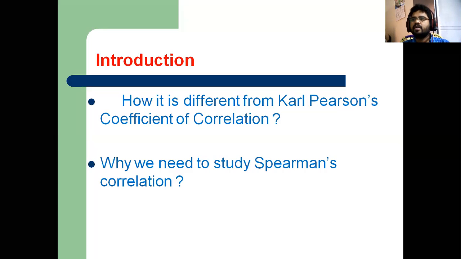When the data is quantitative in nature, we can use the Karl Pearson coefficient of correlation. That is the main reason we need to study the Spearman correlation. You can understand easily why we use Karl Pearson's coefficient of correlation only when the data is quantitative. When the data is qualitative in nature, such as beauty or honesty, we can use the Spearman rank correlation. There are some variables which we cannot quantify directly, and in that case we use Spearman's rank correlation.